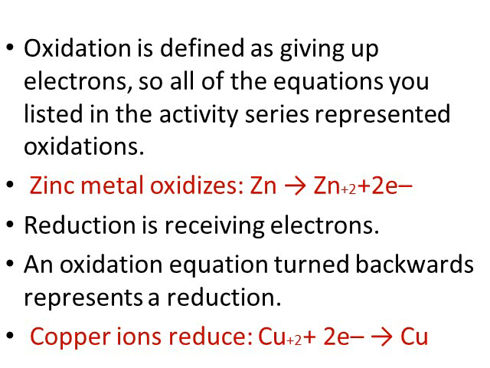What do you know about oxidation? Yes, it's giving up electrons. So, all of the equations you listed in the activity series represented oxidation. For example, zinc metal oxidizes, losing 2 electrons. What about reduction? Reduction is receiving electrons. An oxidation equation turned backward represents reduction. For example, copper ion is reduced, gaining 2 electrons, producing copper metal.